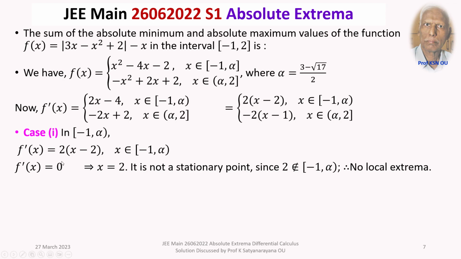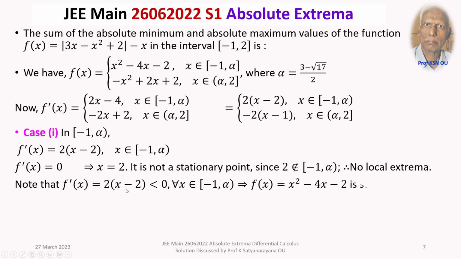However, let us see the nature of f prime x in this interval. Note that f prime x is equal to 2 times x minus 2. For all x belonging to minus 1 to alpha, it is negative, since x is less than 2.